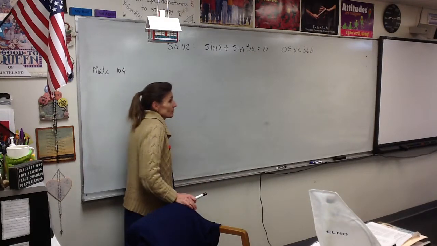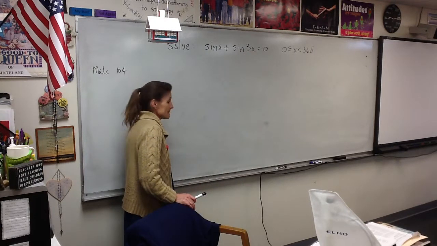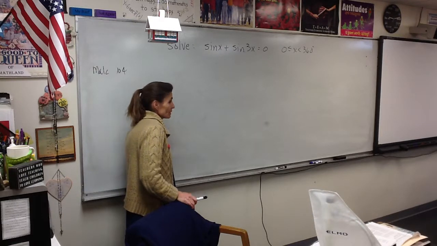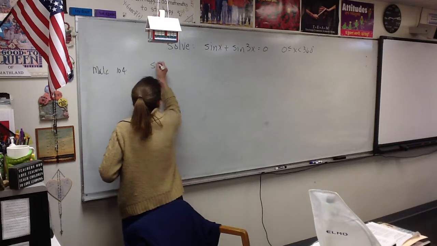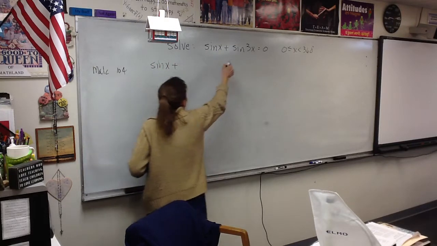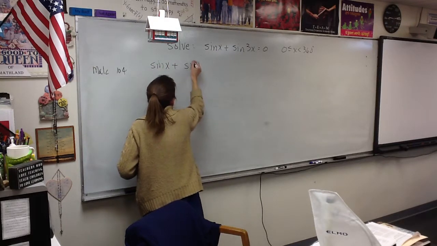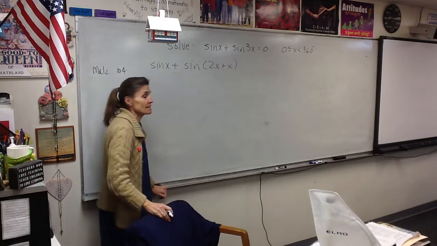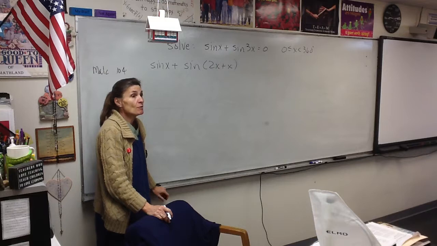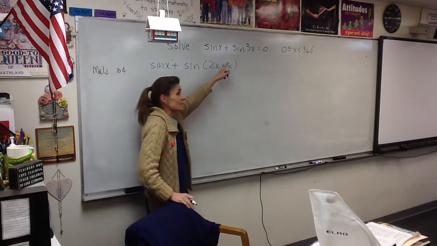Can you just split the sums to make it so it's like sine of x plus 2x? Yep, that's exactly what you want to do. So we are going to take this guy right here and write him as the sine of 2x plus x. In other words, we got to break that 3 down.